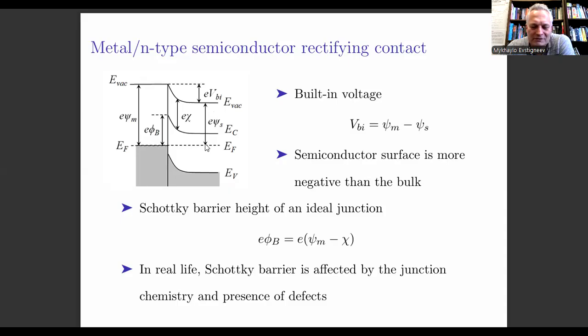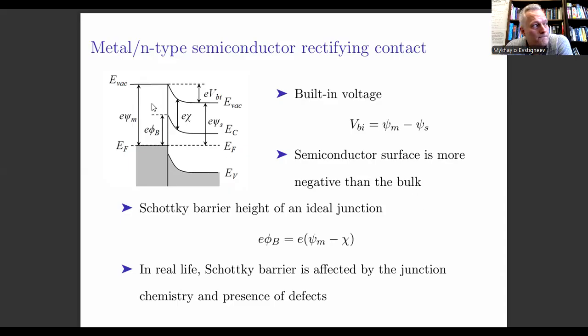Vacuum energy minus the Fermi energy. That's the work function. Anyway, geometrically, it is obvious that if this is the metal work function, and this is the semiconductor work function, the Fermi energy must be the same. Hence, the size of the band bending is this energy difference, which is exactly the difference between the metal and the semiconductor work functions.